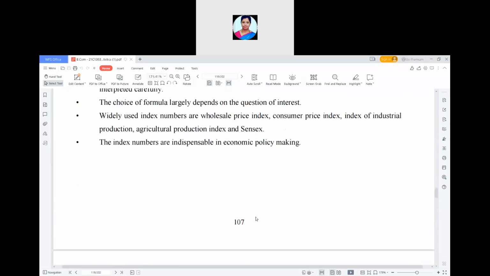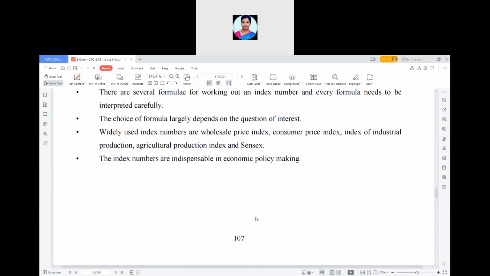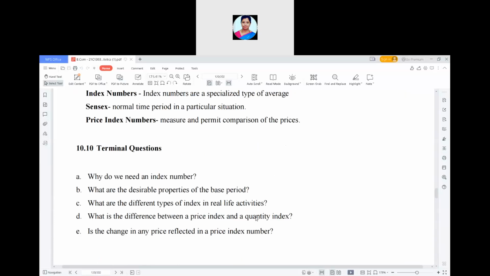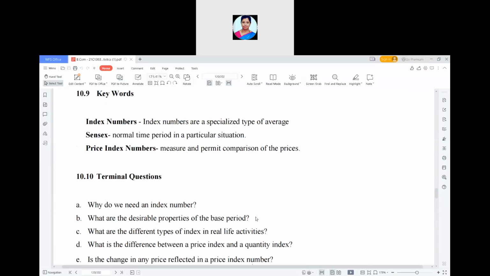Index numbers are indispensable in economic policy making. Coming to the keywords, index numbers is the main keyword we have. Index numbers are nothing but a specialized type of average. The Sensex and price index number are the keywords we are using, relating to the normal time period in particular situations. Price index numbers measure and permit the comparison of prices.